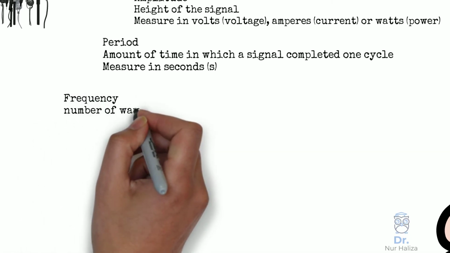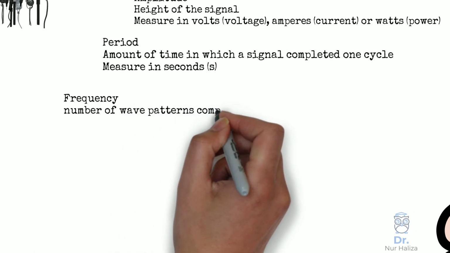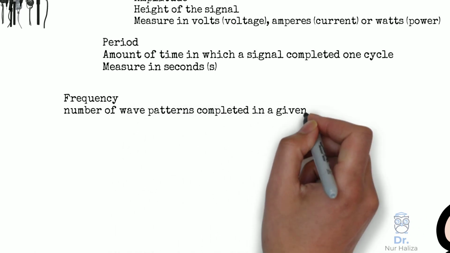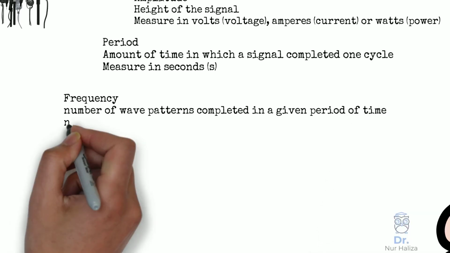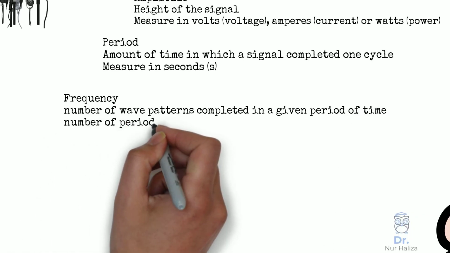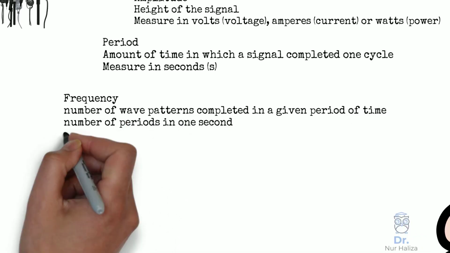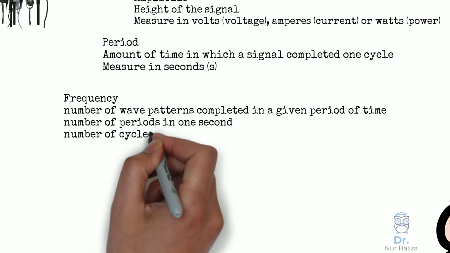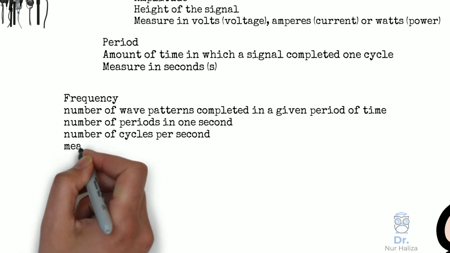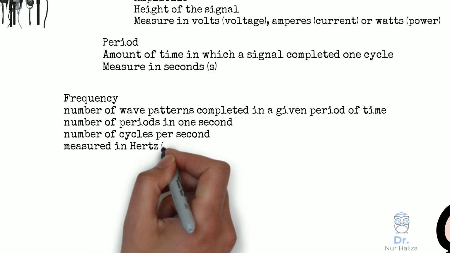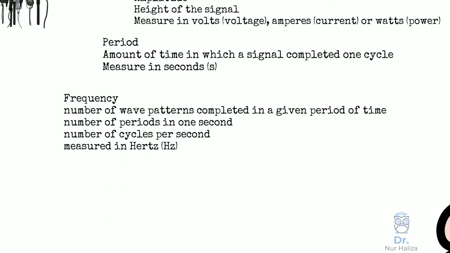The third one is frequency. Frequency refers to the number of wave patterns completed in a given period of time. To be more precise, frequency refers to the number of periods in 1 second, or the number of cycles per second. Normally it's measured in hertz, but it can also be measured in kilohertz, megahertz, gigahertz, terahertz, and so on.